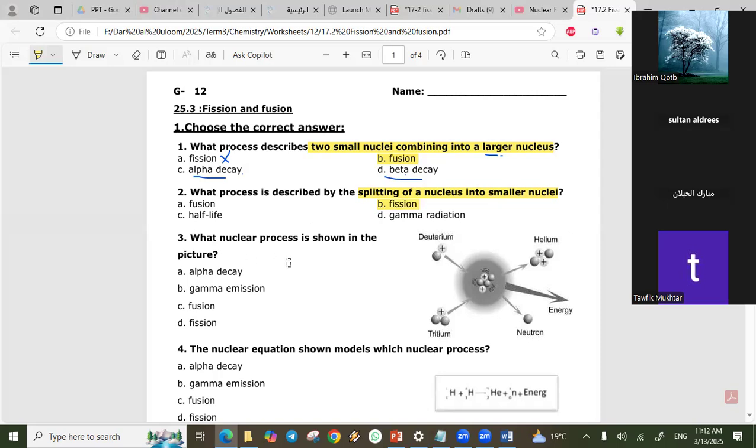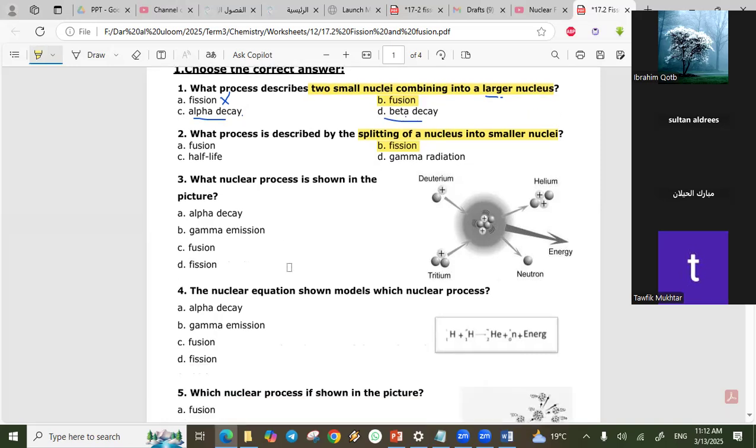Mubarak, number 3. Read number 3 now. What nuclear process is shown in the picture? Fusion. Excellent, fusion. Because here we have what? A helium atom and energy. Very nice.